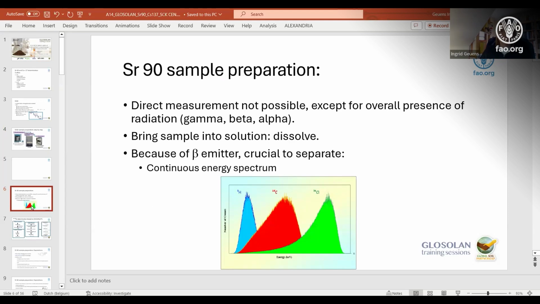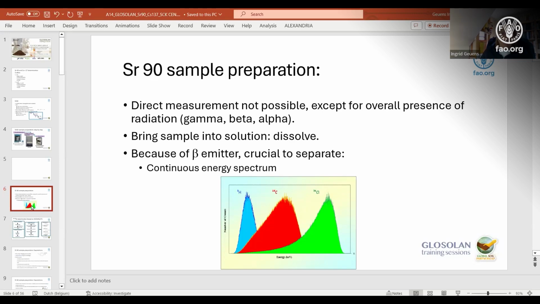So for the strontium sample preparation, direct measurement is not possible, except just to look for overall presence of radiation. Is there radiation present? Is there gamma, beta, or alpha present? You can measure directly on your soil or water sample. However, if you want to do quantitative analysis, or if you have a low amount of beta and alpha emitters, you have to bring it into solution.